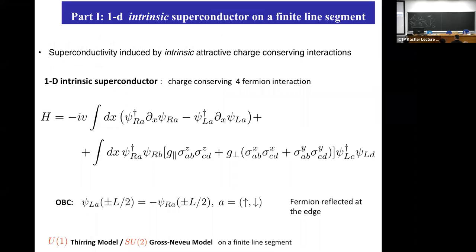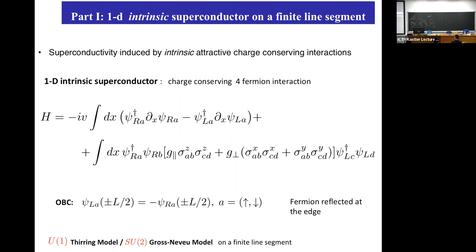So here is the model I'll be studying. I'll call it an intrinsic or charge conserving four fermion interaction. The Hamiltonian has left and right moving fermions, and they interact via four fermion interaction, right and left. And there are two coupling constants, G parallel and G perp. So it's the type of a U(1) Thirring model. If G perp and G parallel are equal, then there is an enhanced SU(2) symmetry, very often called the Gross-Neveu model. And I will solve this model on an open line with open boundary conditions.